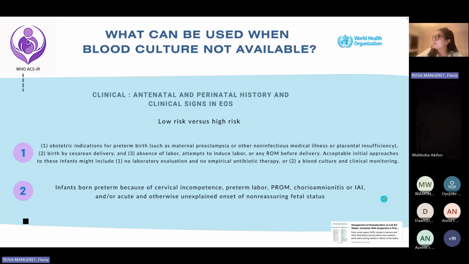So when we talk about risk, we see that this baby, the first one, has low risk. What are the obstetric indications of preterm birth? So we had a maternal indication, there was a cesarean delivery, there is an absence of labor. And this, according to, well, there are different guidelines. I just took a more recent reference from the American Academy of Pediatrics.